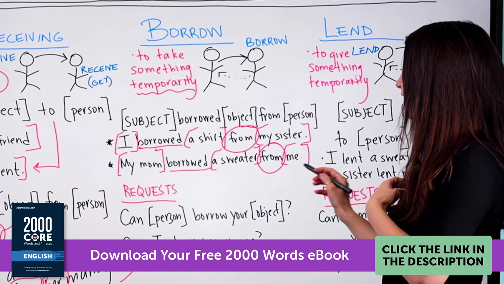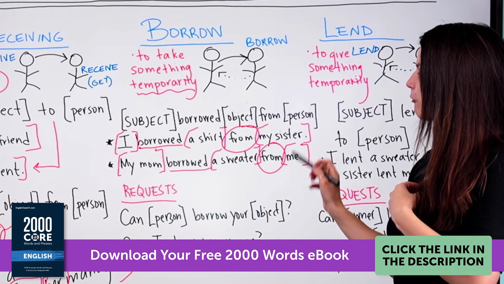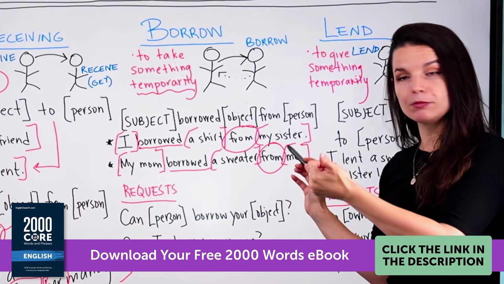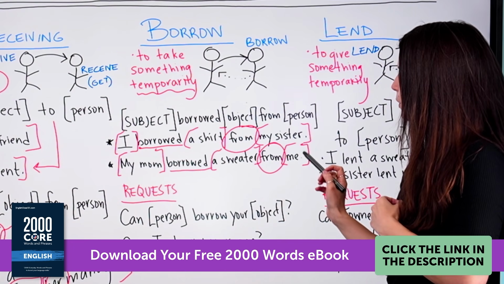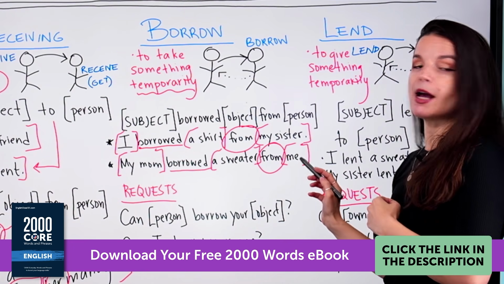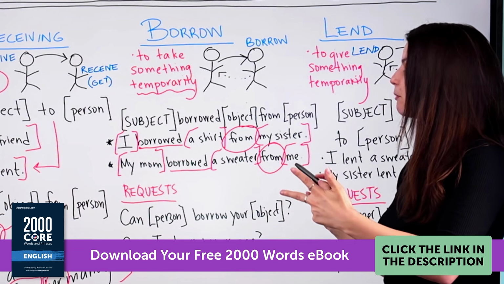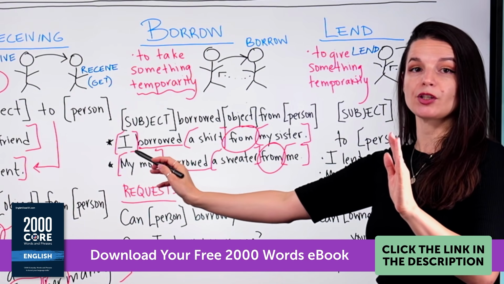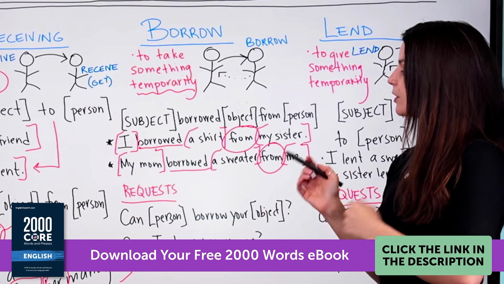Me. Okay. Notice in this position, after from, we can use, of course, the title, a person's name or title, like my sister, my mother, my father, or we can use this object pronoun, me, him, or her, right? So in this case, from me, not I. You cannot use I. That's the subject position. We want the object pronoun here. So my mom borrowed a sweater from me.